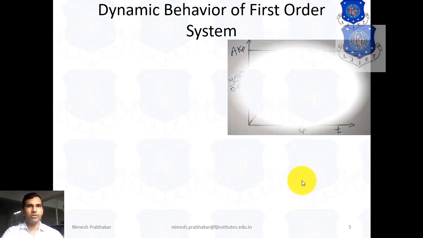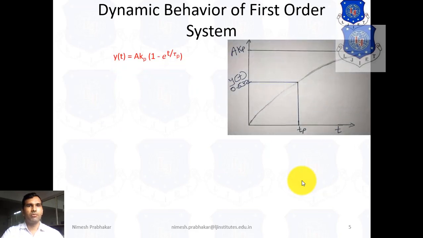Now in this equation we consider t equals 0. So that means instead of t the value is 0, so 0 upon tau p, and this is nothing but e raised to 0, and we know e raised to 0 is nothing but 1. So 1 minus 1 is 0, so we get y of t is equal to 0. So when we put t equals 0 in this equation, we get 0.